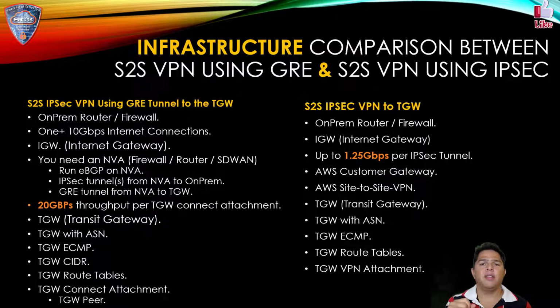But the drawback is you will have 1.25 gigabits per IPSec tunnel. Whereas if you want to be a little more patient and build the infrastructure to have better throughput between AWS and on-prem, then you will want to go with the site-to-site IPSec VPN using GRE tunnels. This will provide you with up to 20 gigabits for the GRE tunnel.